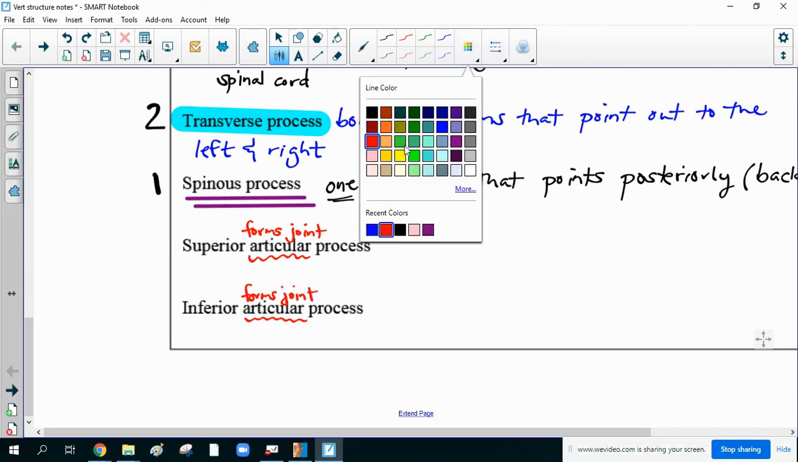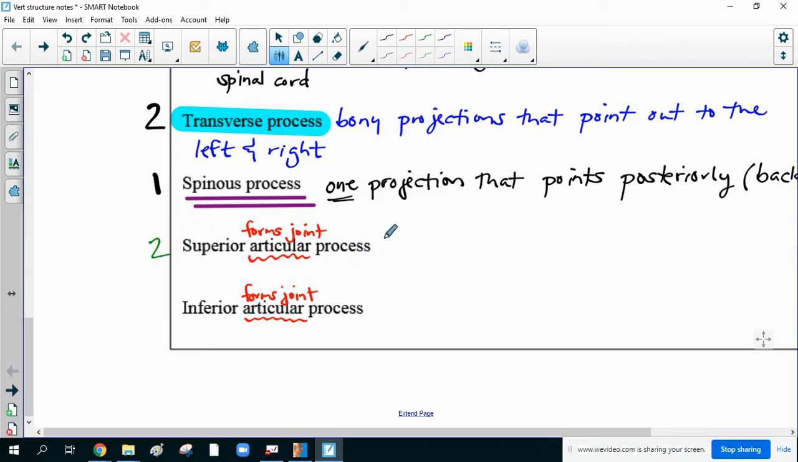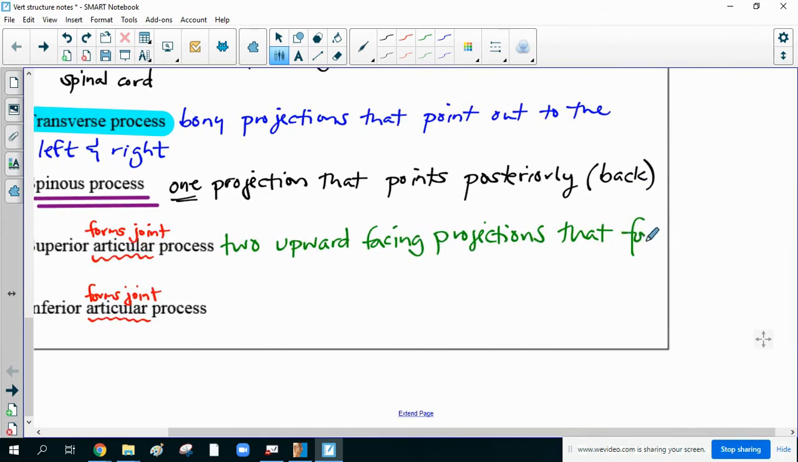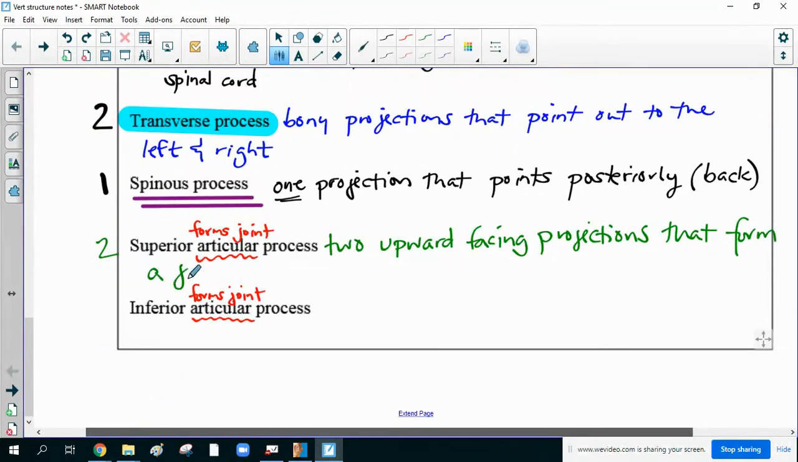So then our definition becomes two upward, superior facing projections, processes, that form a joint with what? With the vertebra above. Okay, the next one up.